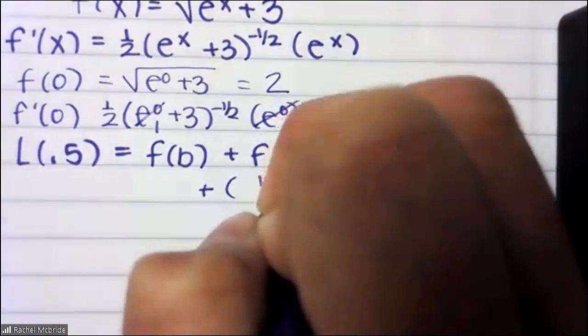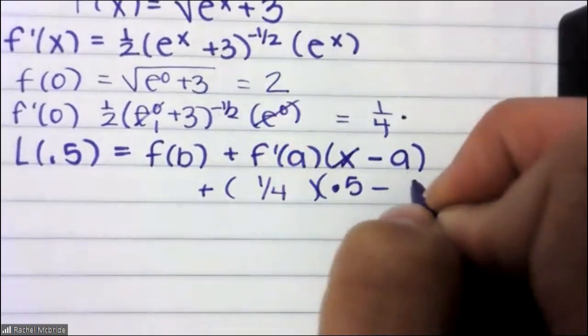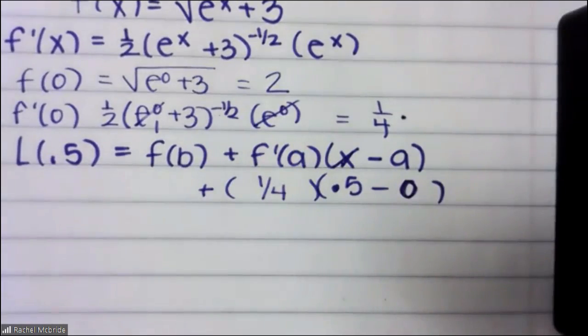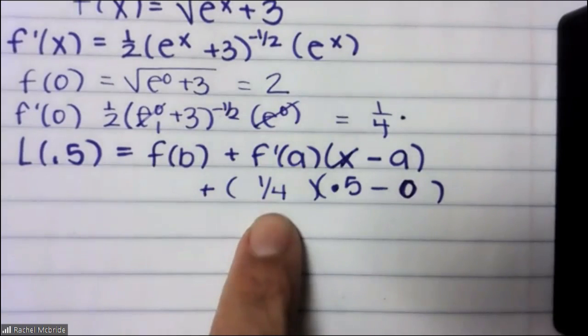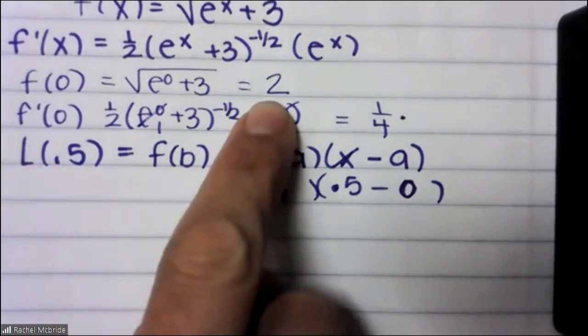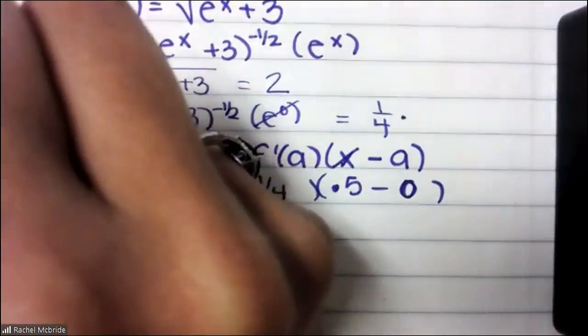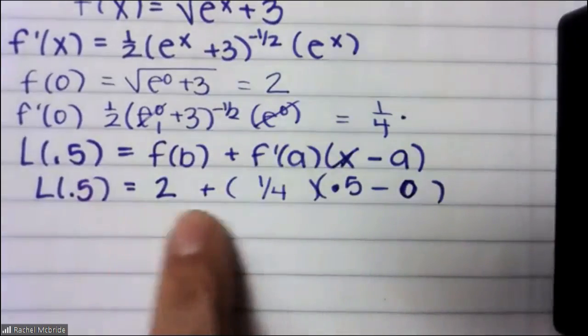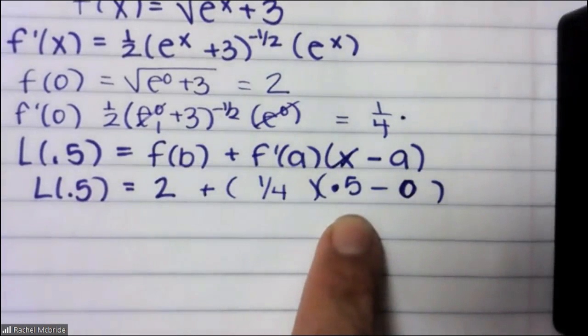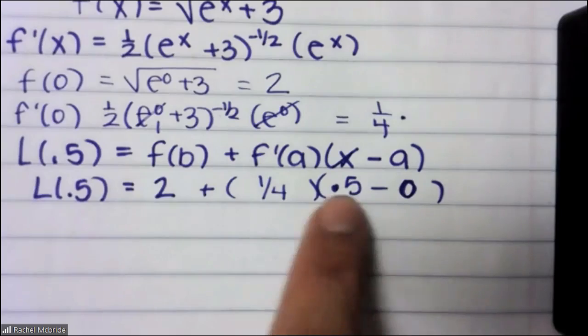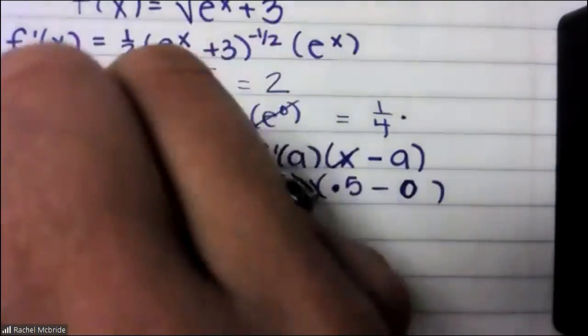So that means this is my slope. So that goes in here. I picked 0 for my a. Here's my f prime of a. So b is the answer I got here. So that's 2. So I get 2 plus 1/4 times 1/2, because 1/2 minus 0 is 1/2. 1/2 times 1/4 is 1/8. So I get 2 plus 1/8.